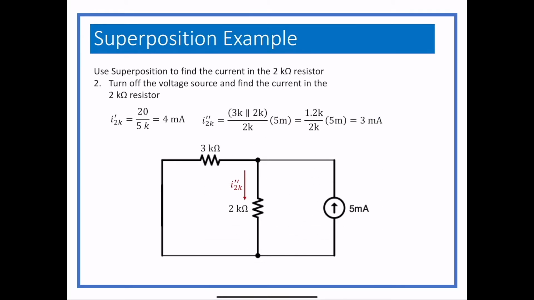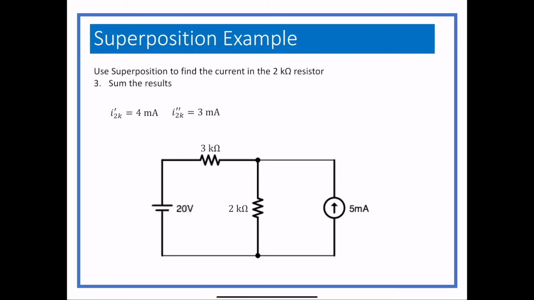And when we do that, we get 3 milliamps from the 5 milliamp source. So then all we do is sum the results together to get the total current. We go back, take the two values we found, add them together, and we get the total current. So that's just a very simple example of how superposition works. It will be even easier when we're doing it with OpAmp circuits, but that's the general concept of what we do. We look at one source at a time.